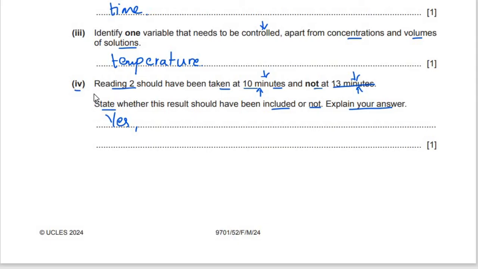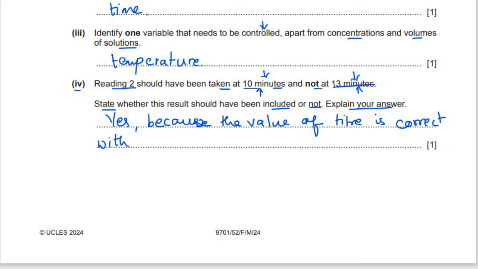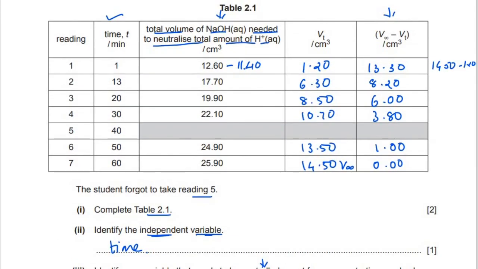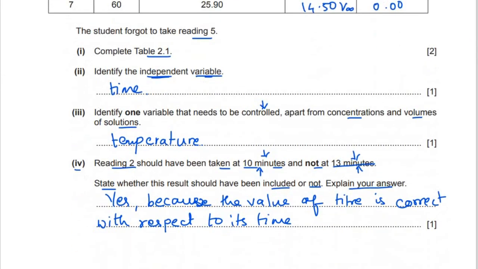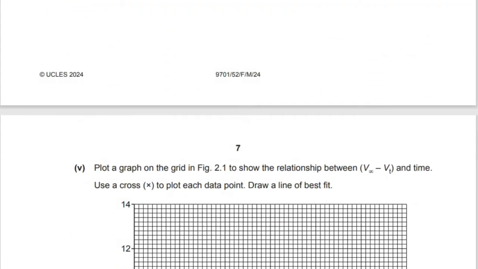So what we can write is yes, we can include this titre at 13 minutes rather than 10 minutes because the value of the titre is correct with respect to its time, and we don't find any inaccurate or invalid reading because the trend keeps on going as such. There is no change or disruption in the pattern of the readings. So yes, it can be included.